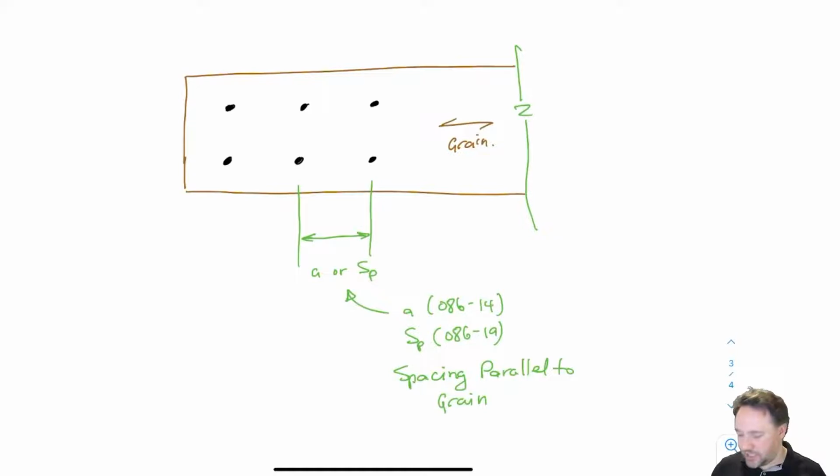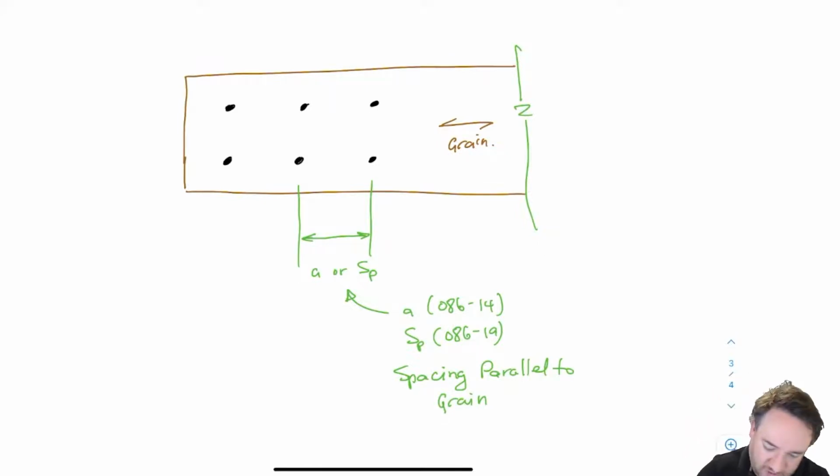How do I know the grain direction? I have a piece of wood. The grain direction is the same as the longitudinal direction of the piece of wood. So here we can see the piece that we're dealing with, and the longitudinal direction is the direction of the grain. So if we're talking about nails, here, here, here, here, that's in the direction parallel to grain. So that's what we're talking about here.